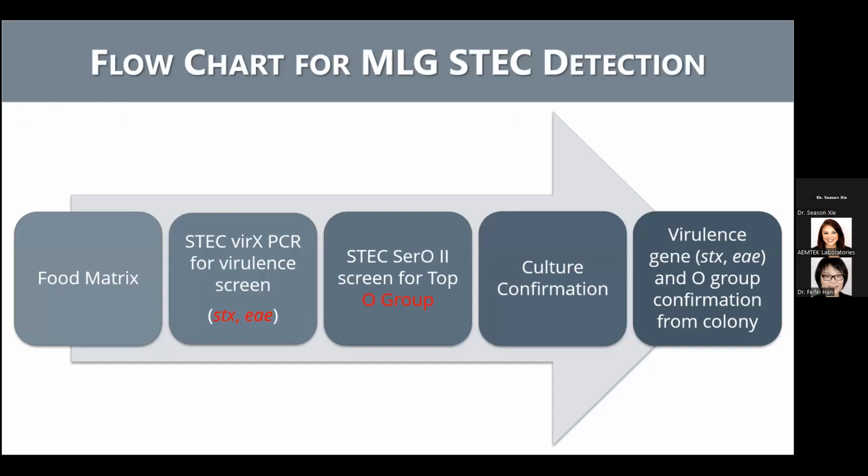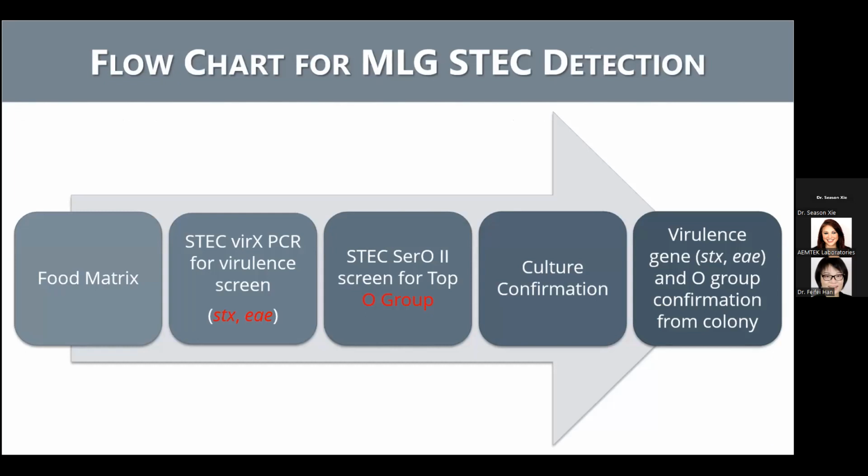This flow chart shows the procedure of the USDA MLG method to detect and confirm STEC. In the STEC detection process, the food matrix is initially subject to an enrichment step. Then the enrichment sample undergoes a gene screening, targeting stx and eae using real-time PCR.